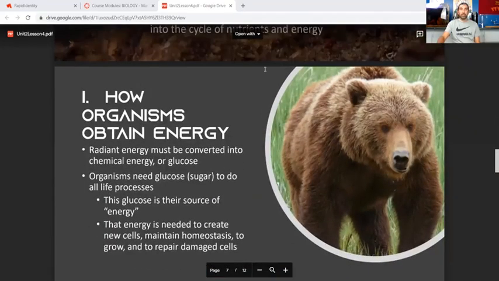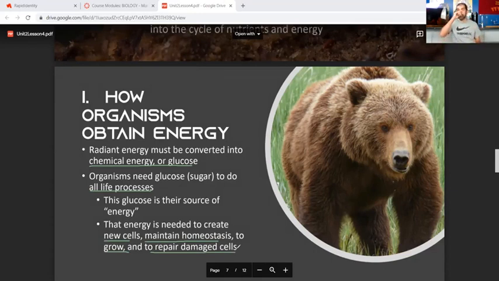Now, radiant energy, this is basically how organisms obtain energy. Radiant energy from the sun must be converted into the chemical energy called glucose. These organisms have to have glucose to do all of their life processes. This glucose is their main source of energy. And that energy is needed to create new cells for you to grow, for you to maintain homeostasis, and to repair any damaged cells. Right? Energy is needed for everything these days.